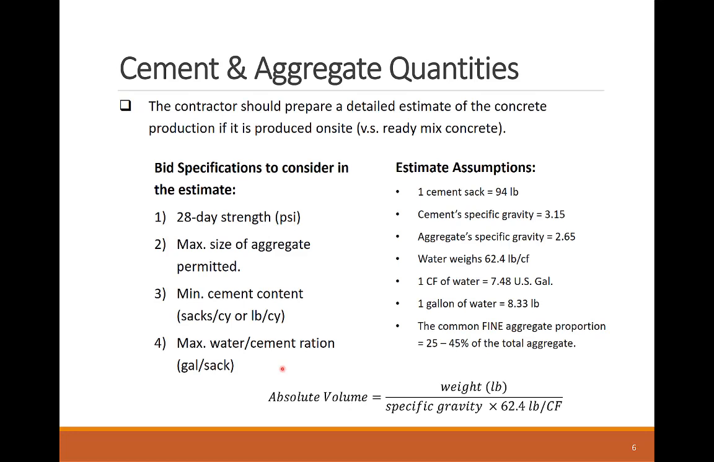In some cases, we'll need to calculate the quantities of the concrete ingredients. This is the case for the concrete batch plant or the contractor of a large project where the concrete is mixed and produced on site. There are 4 specification parameters to look for to calculate the material quantities as shown here.